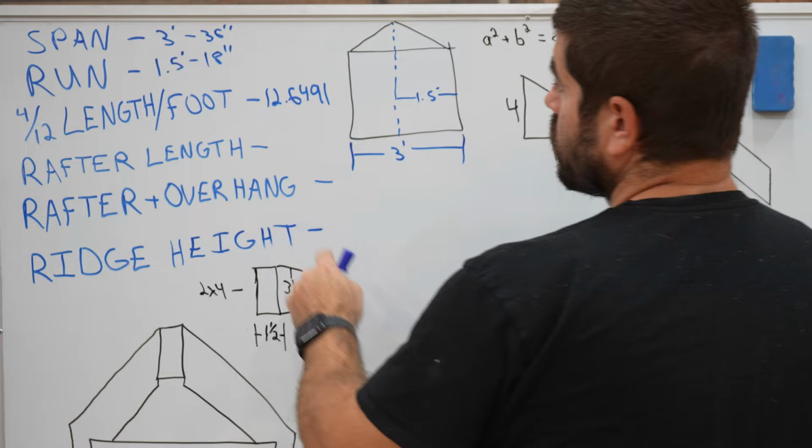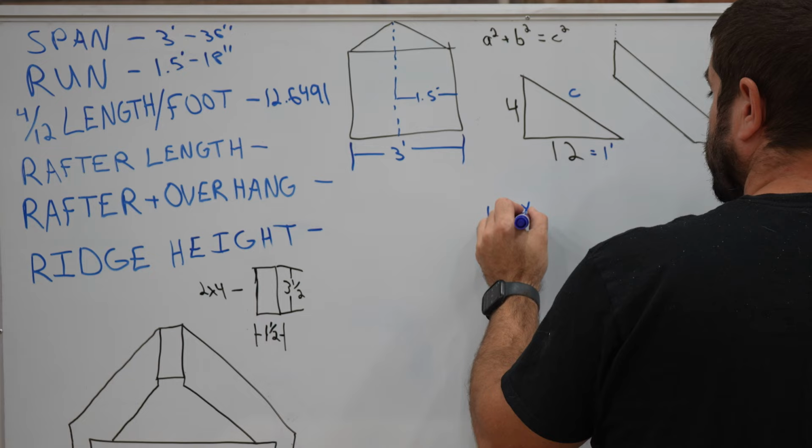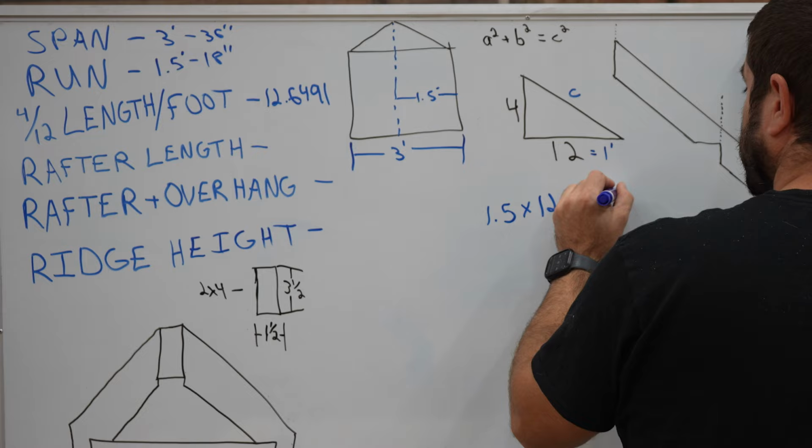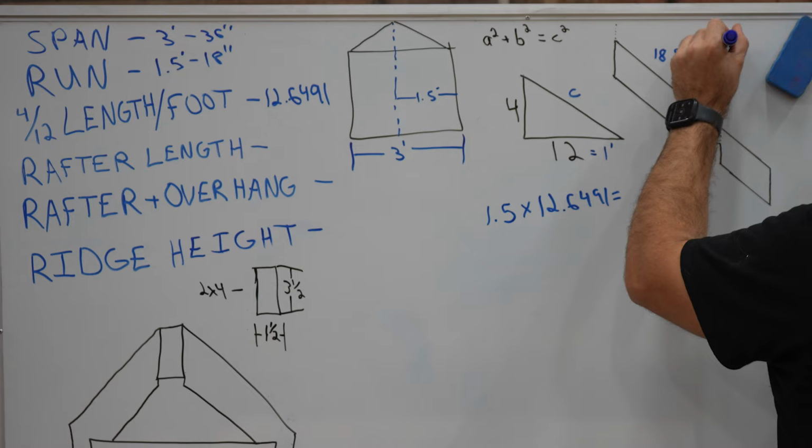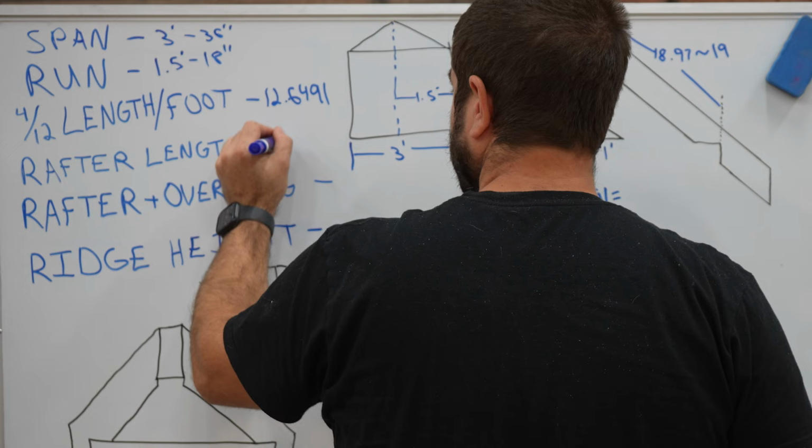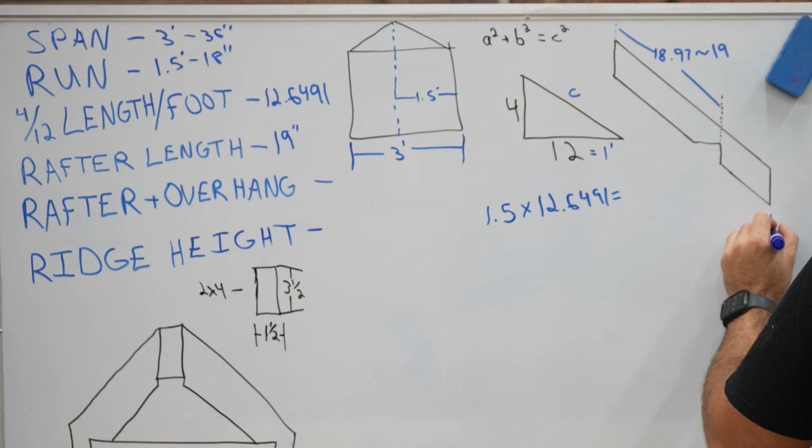So we take the run in feet, which is 1.5, and multiply that by the 12.6491 we just calculated. This gives us 18.97, or about 19 inches. This is the length of the rafter from the peak to the edge of the wall. Now we need to add on to that the overhang we want for the rafters. For this example, I want the overhang to be 6 inches.